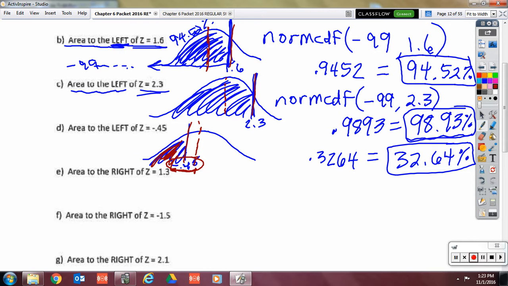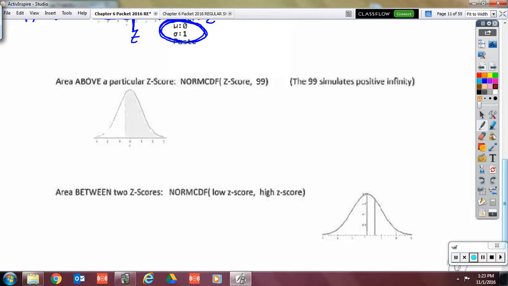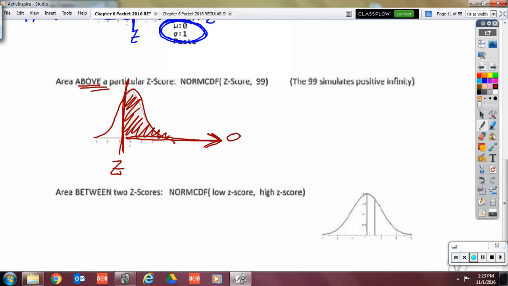So the next part is the area to the right, so the area above a particular z-score. When you want the area above a particular point, the z-score is the lower bound, and then you're going up to positive infinity. So what number do you think we're going to use to represent positive infinity? 99. Good. So that 99 is simulating the positive infinity.